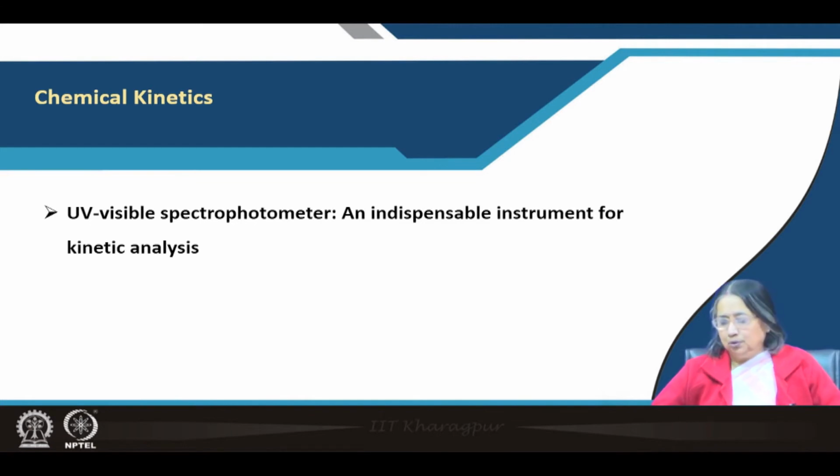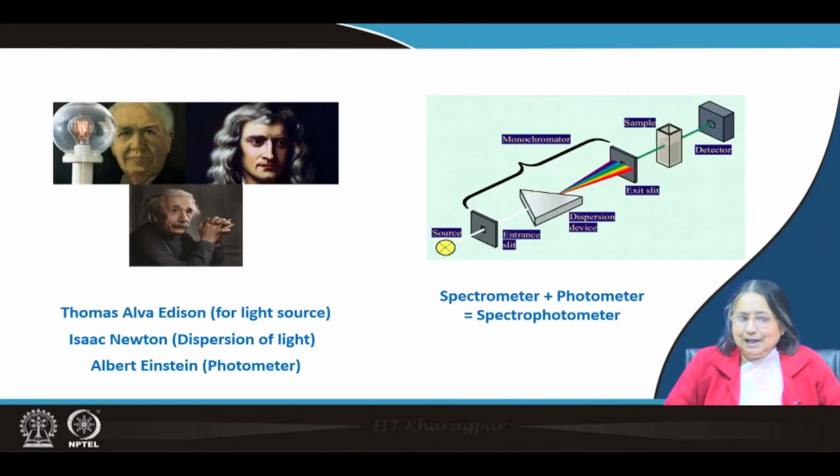Now, what is a spectrophotometer? First thing we have to know, here you can see three famous scientists. The first one is Thomas Alva Edison. You know that he invented the electric bulb, which is also used in the spectrophotometer, not that bulb, but the principle. And then you can see Sir Isaac Newton, who discovered the dispersion of light.